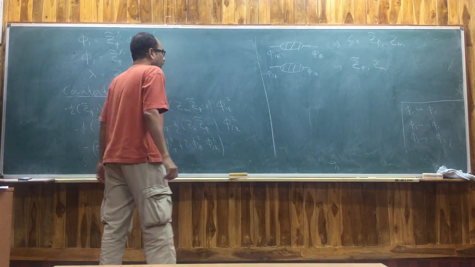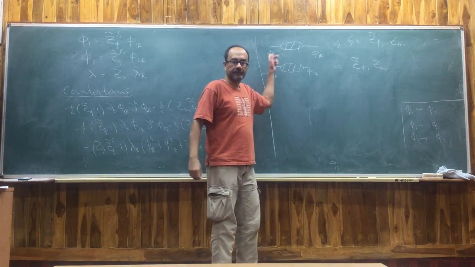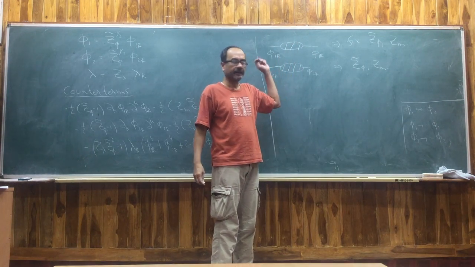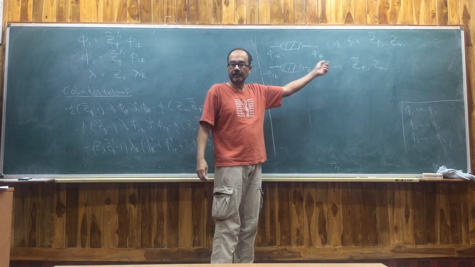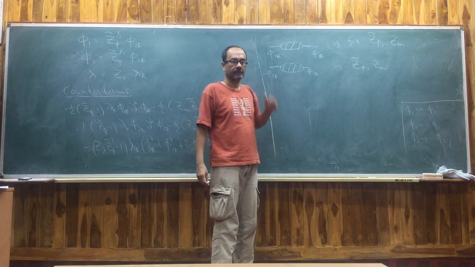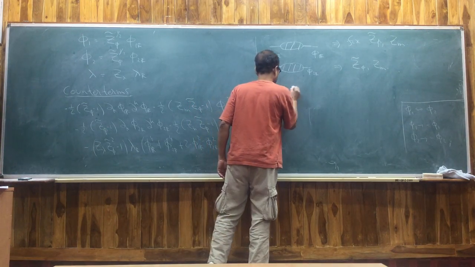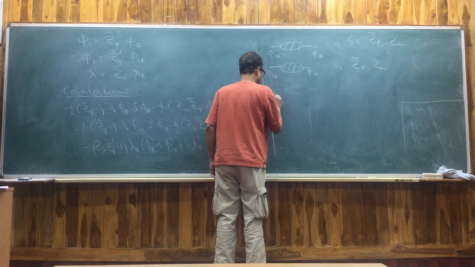Now, what about phi 1, phi 2? Is there a divergence of that kind? Phi 1 going in, phi 2 coming out. This graph. Phi 1 r.